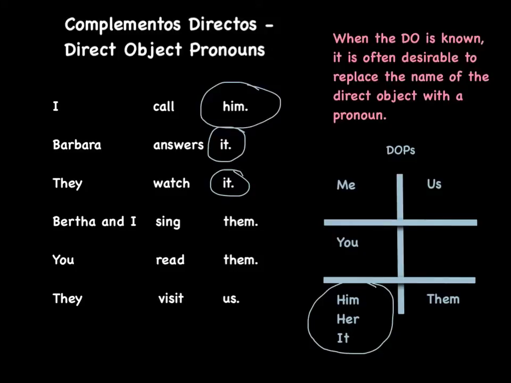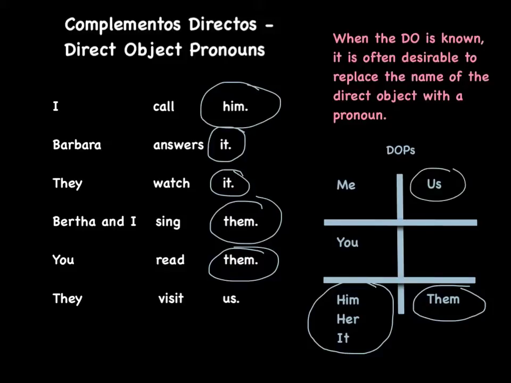Bertha and I sing them. We sing the songs. We sing them. That's plural. We're talking about the songs. We're going to replace that with them. You read them, the books. And again, we're going to replace the books with them. And finally, they visit us. Again, it's not just always what or things. Sometimes the direct object can be people, since they can receive actions as well. So in this case, they visit us.